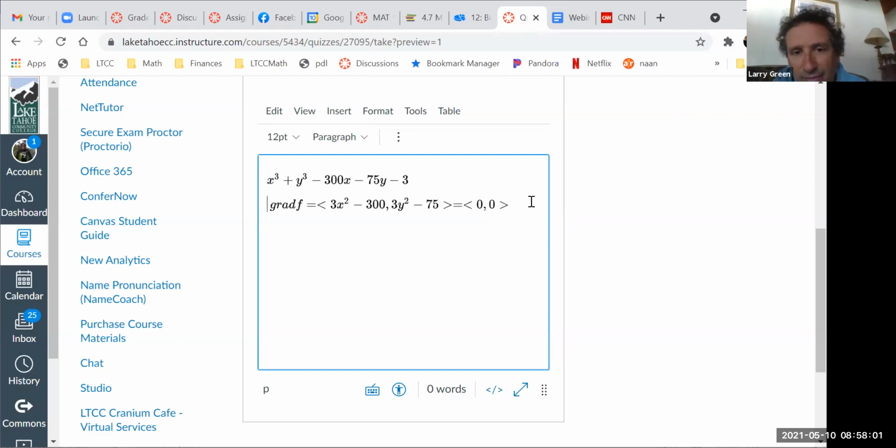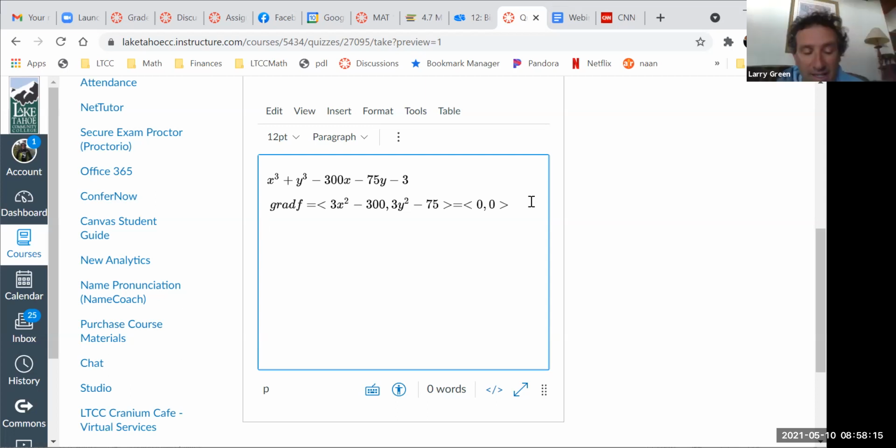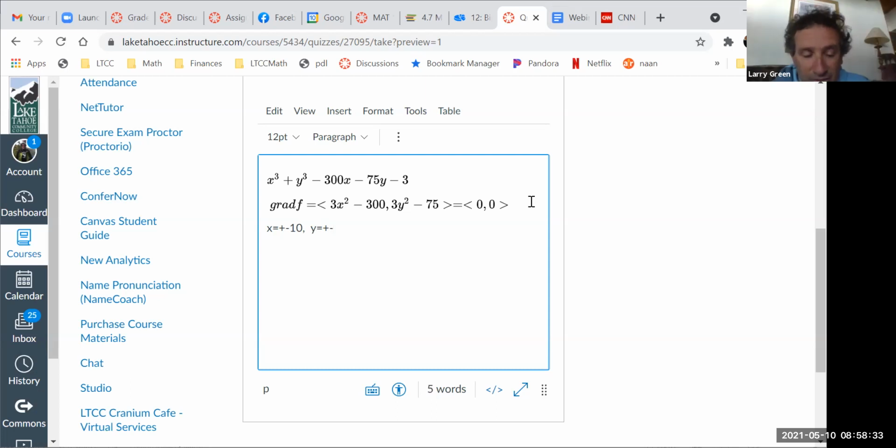Okay, so I hope that you can maybe even do this in your head. Can you tell me what x is? Plus or minus 10. Yeah, so note that x equals plus or minus 10. And what is y? Plus or minus 5. Yep. y equals plus or minus 5.